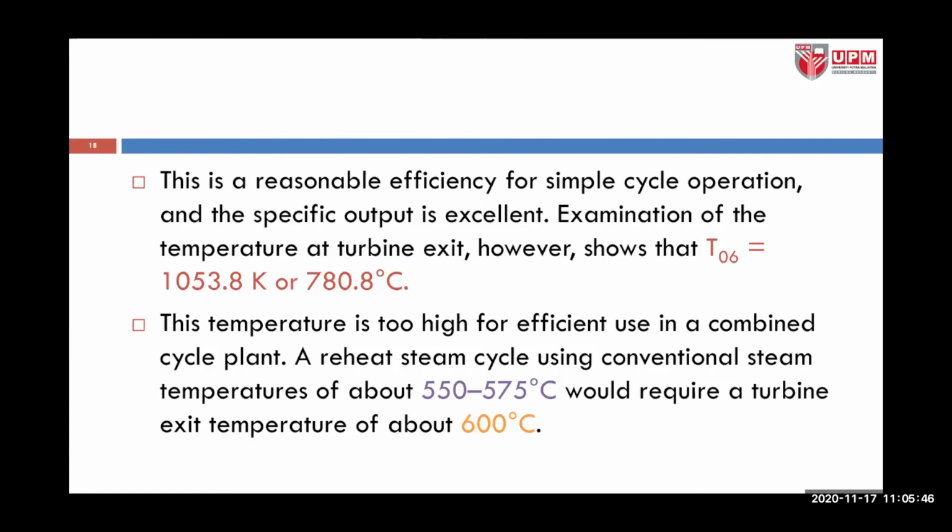And the specific output is excellent. Examination of the temperature at the turbine exit, however, shows that the value is around 1053.8 Kelvin. And this temperature is too high for efficient use in a combined cycle plant. A reheat steam cycle using conventional steam temperature of around 550 to 575 degrees Celsius would require a turbine exit temperature of only 600 degrees Celsius. And this 780 degrees Celsius is a bit too high.